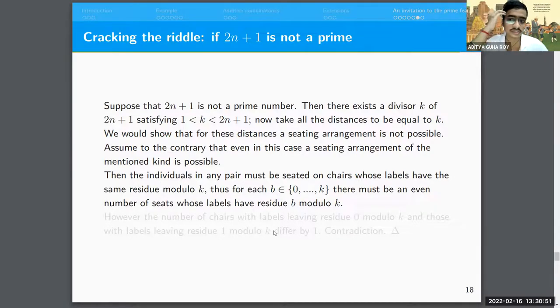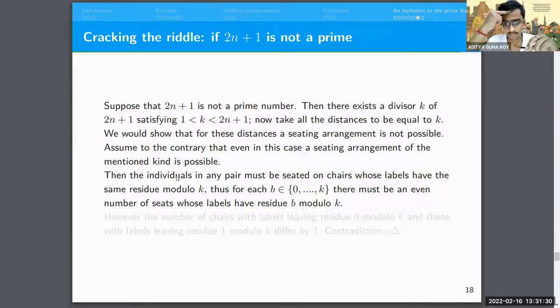Okay. So for the first part, let's consider the case when 2n plus 1 is not a prime number. Then we know that there exists a divisor k of 2n plus 1 which satisfies the condition that 1 is less than k is less than 2n plus 1. Now suppose we choose all the distances to be k. We would show that for such a choice, a seating arrangement of the mentioned kind is not possible. Suppose such a seating arrangement actually is possible. Then the two individuals in any pair must be seated on chairs whose labels have the same residue modulo k, because they differ by a distance k.